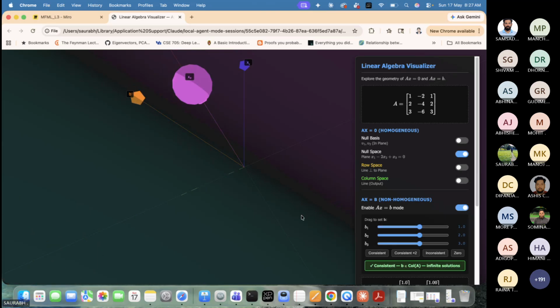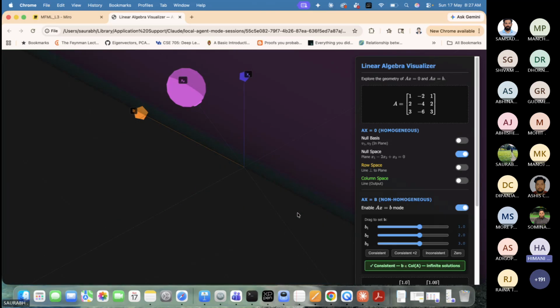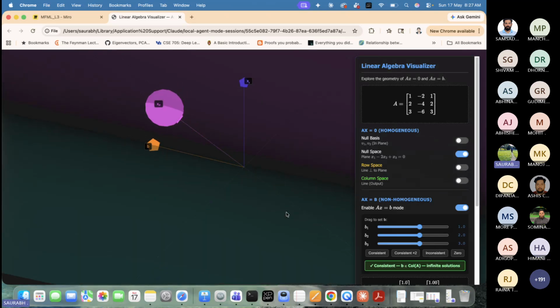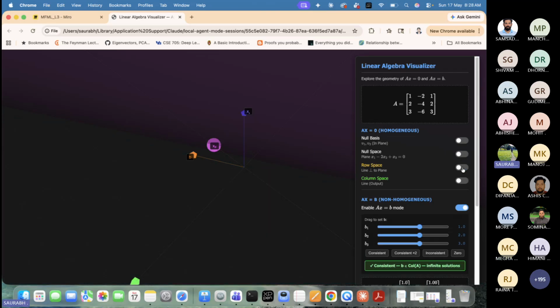Sir, can you share this HTML as well? Yeah, definitely. Someone was asking a question. Yeah, I'm asking: what is the solution space, where all the solutions lie? That space is the solution space. Yes, exactly. The solution space is where all the solutions lie. Okay, thank you. Now, yesterday we also discussed two different views: row space and column space.